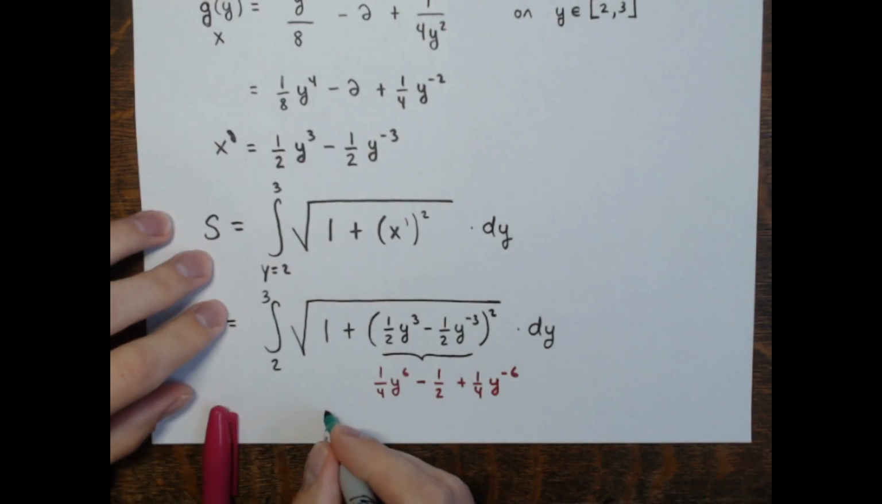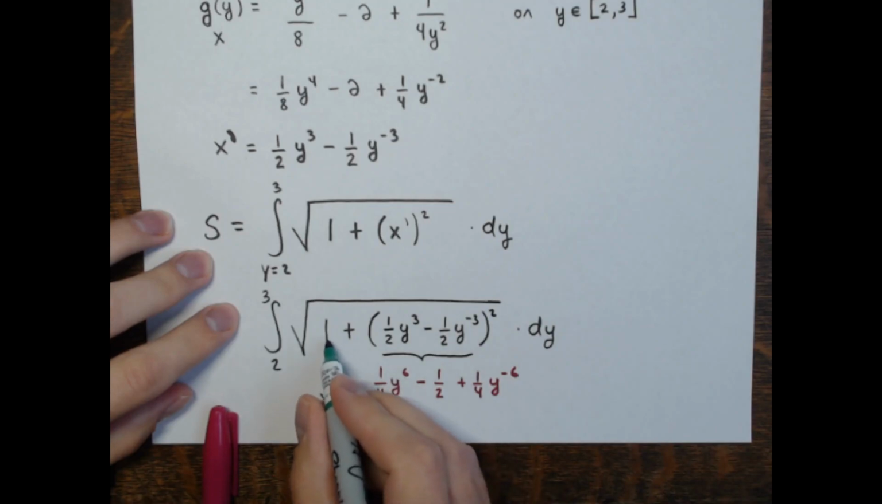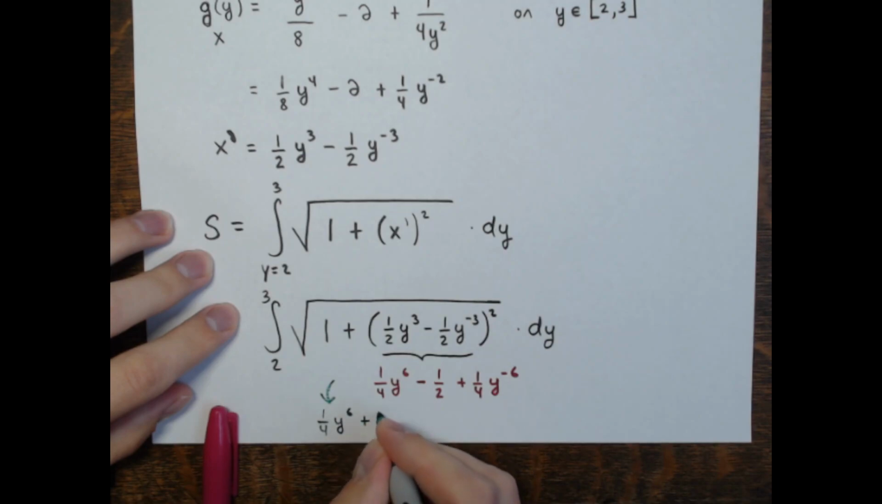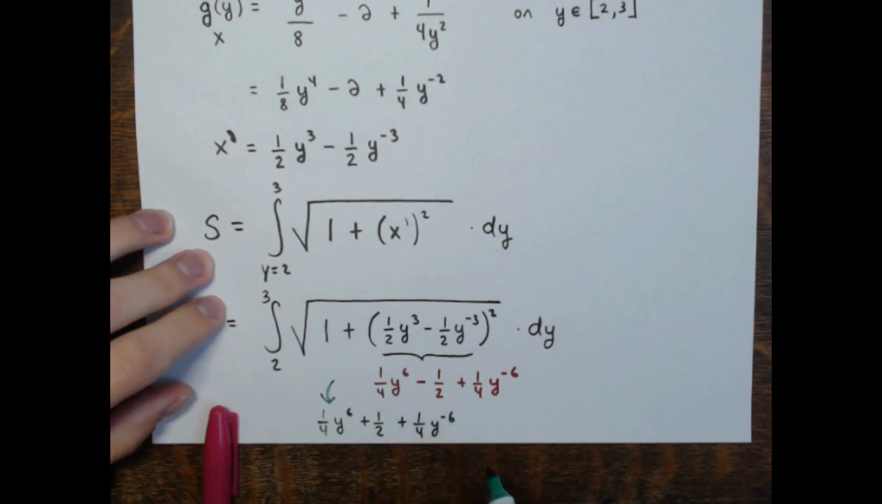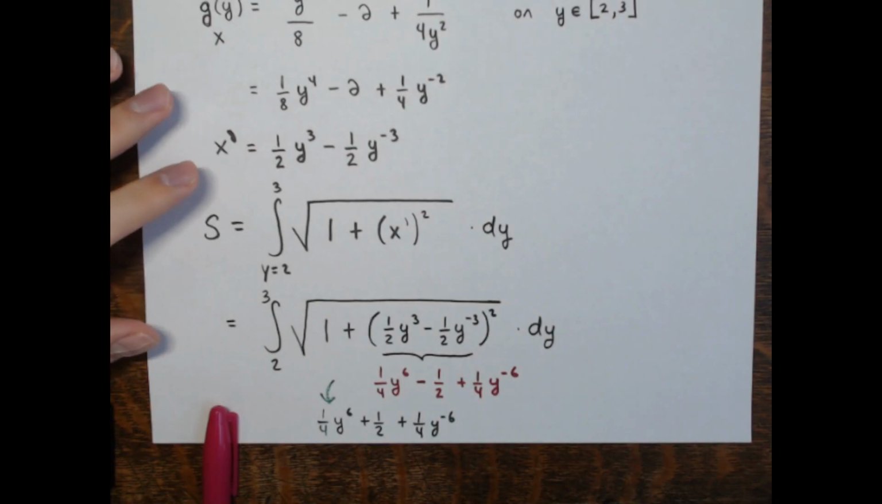So all together, this is going to be 1/4 y to the 6th plus a half, since we have 1 and this minus a half here, plus a half, and then the rest of it, plus a quarter y to the negative 6. Now, hopefully you notice something. I pointed it out, of course.